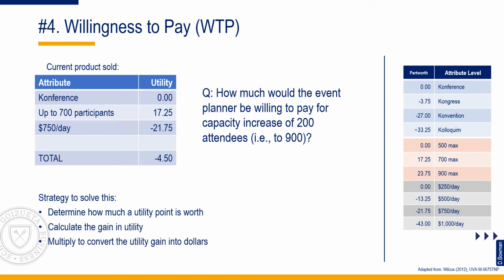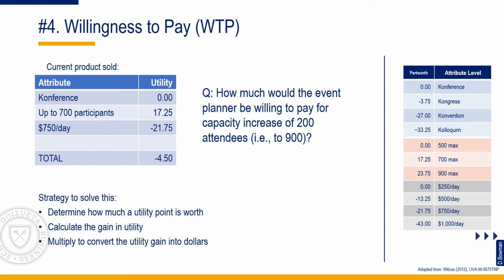Number 4, willingness to pay. Consider the product shown here. How much would the customer be willing to pay for an increase in capacity from 700 to 900 participants? This is more complicated than what we've considered earlier. First, we must calculate how much a utility point is worth in dollars, then use that to convert the utility gain from the capacity increase into dollars.